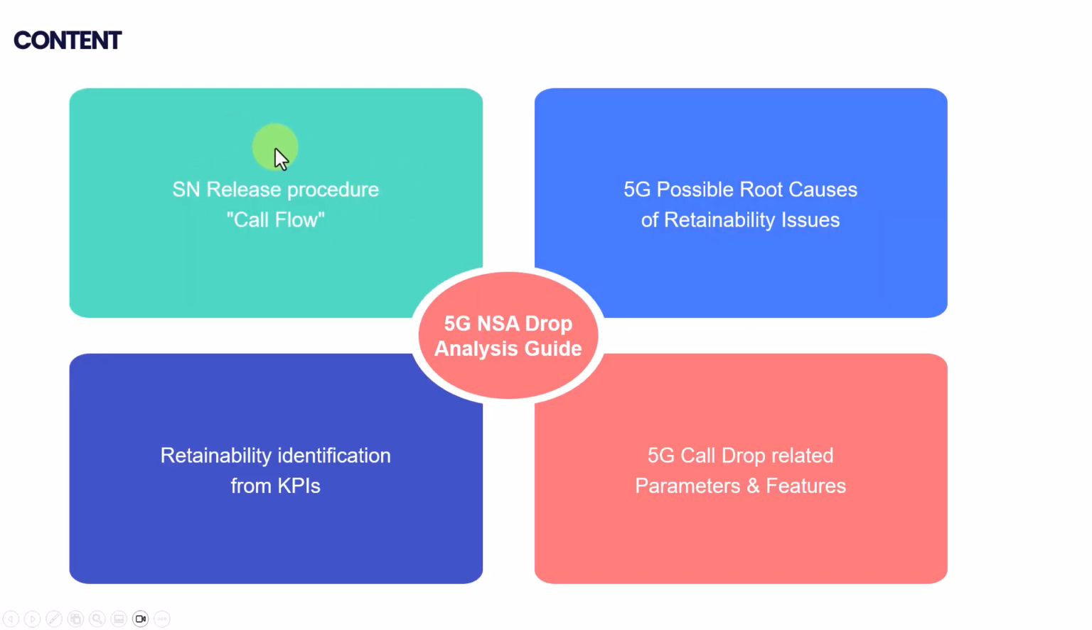here is today's contents. First part, we're going to cover the secondary node release procedures for both normal and abnormal. Then we also will go through some of the signaling contents and so on. Then we'll be covering all the possible root causes of retainability or call drop issues in 5G. Then we'll explain the main KPIs for the drop related, where you can identify the root causes, the main causes of the drops.